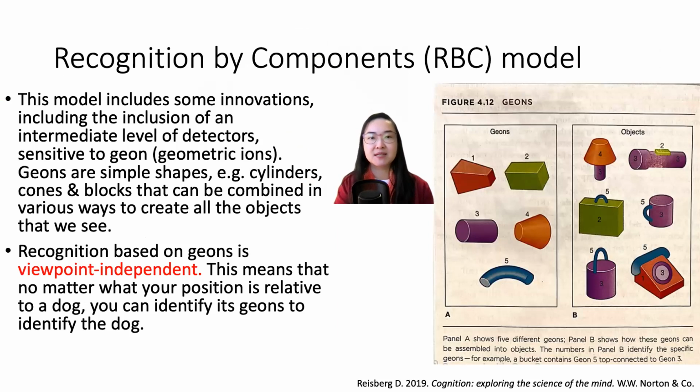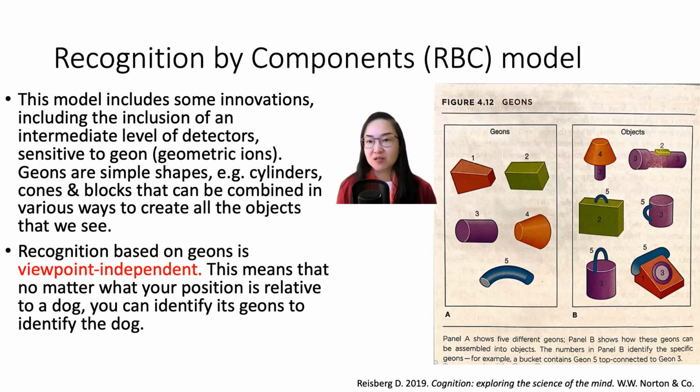Recognition by components, or the RBC model. This model includes some innovations, including an intermediate level of detectors sensitive to geometric ions, or geons. Geons are simple shapes, like cylinders, cones, and blocks, that can be combined in various ways to create all the objects that we see. You can see on the right-hand side some pictures of geons and objects.